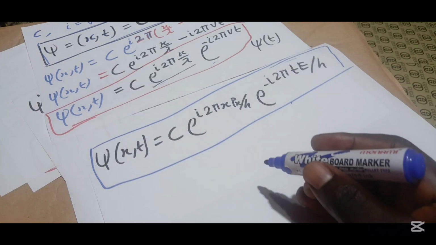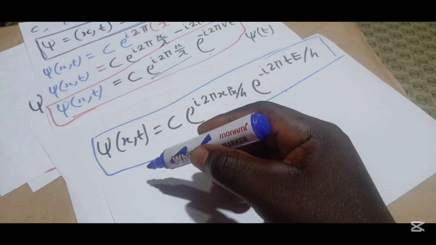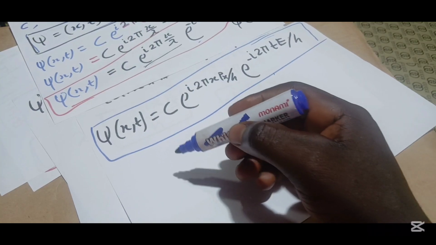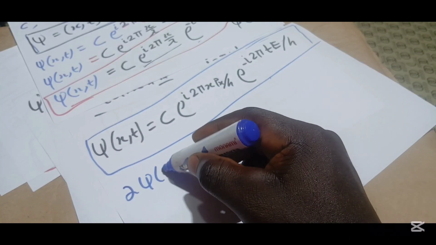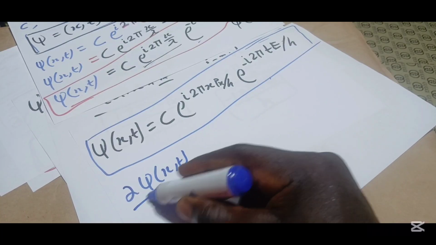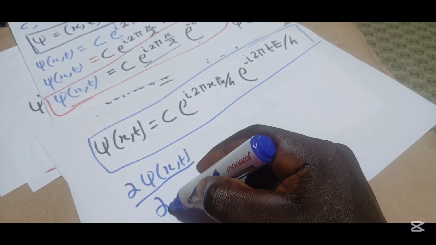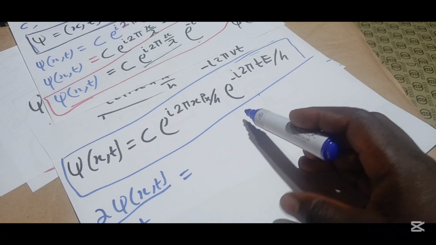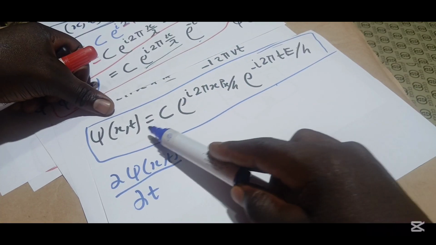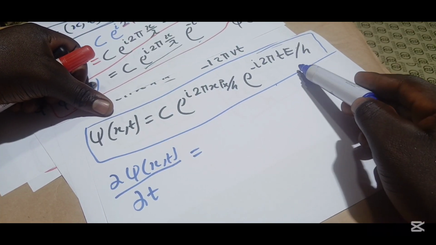So now let's take, we are differentiating the wave function with respect to time. So d psi(x, t) all over dt. So what are we going to get? If we differentiate this whole term here with respect to t, what do we get?